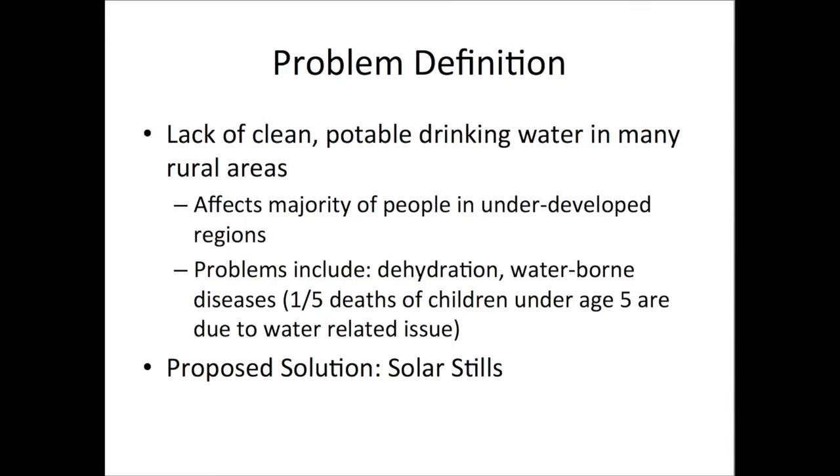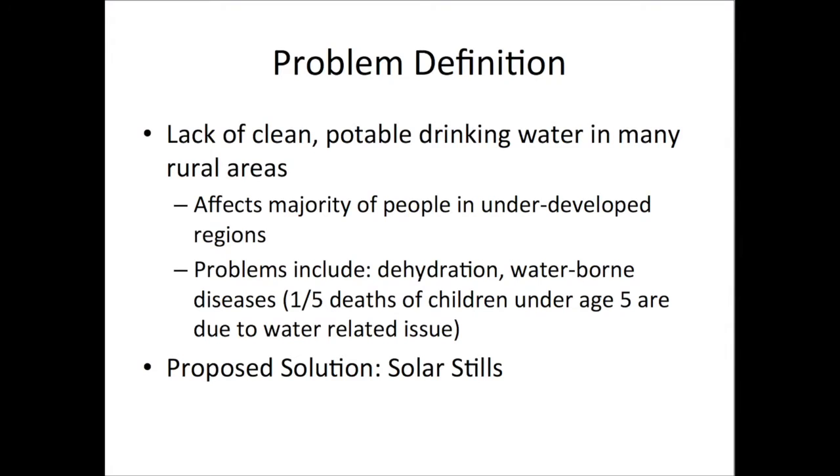The stated problem is that there is a lack of clean, potable drinking water in many rural areas. Specifically, this affects the majority of people in underdeveloped regions. Some examples of underdeveloped regions include Africa, India, and Bangladesh. So there are various problems related to water, scarcity of water and lack of clean drinking water. Some of them include dehydration and waterborne diseases. It's a known fact that 1 out of 5 children under the age of 5 die due to water-related issues.